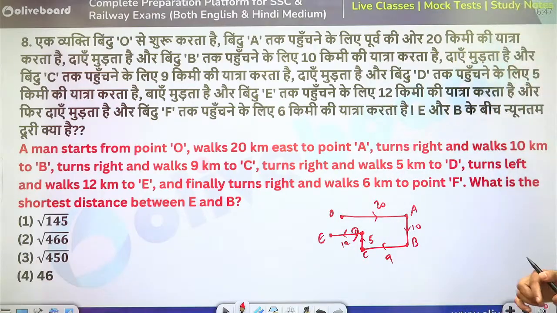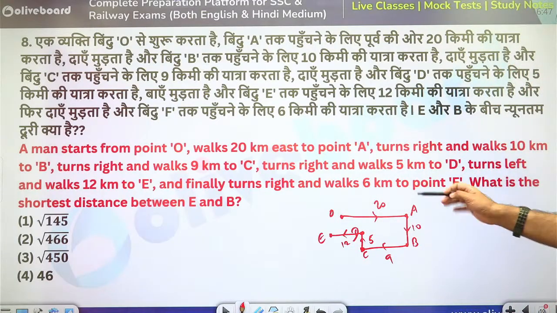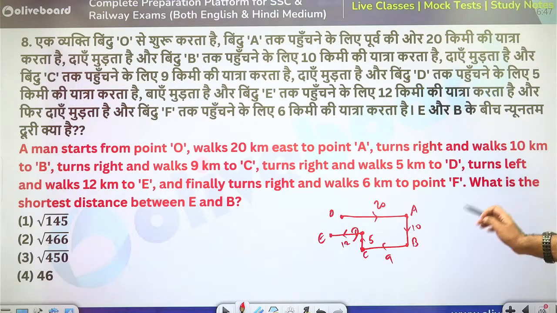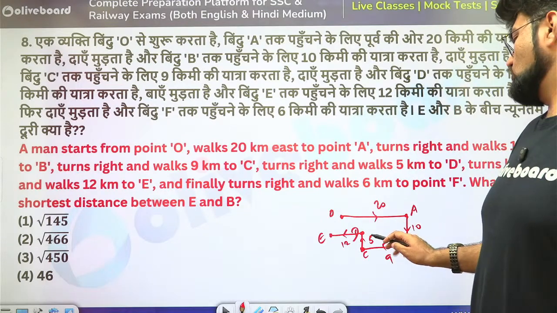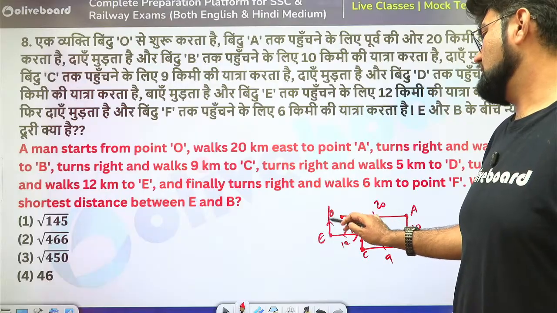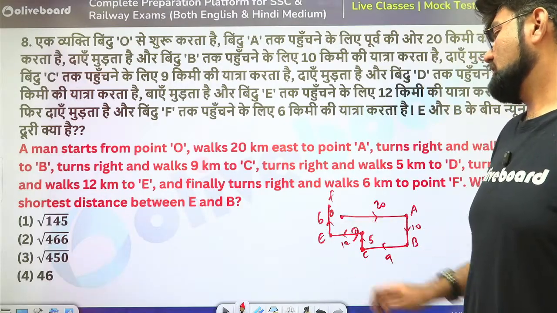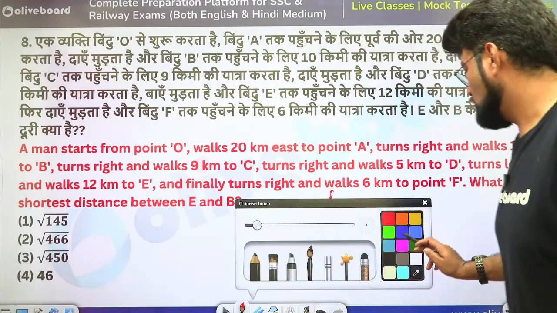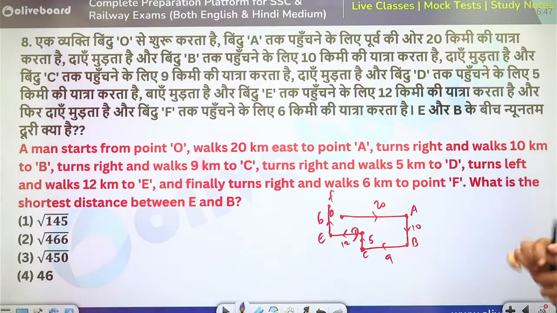But the question is saying finally turns right and walks 6 kilometers to point F. Sometimes, read the question beforehand. This was actually not required. So anyways, he has 10 minus 5 left with 5 here. So he's going to go 1 kilometer ahead and he's going to reach F here at 6 kilometers. The question is asking you what is the shortest distance between E and B.